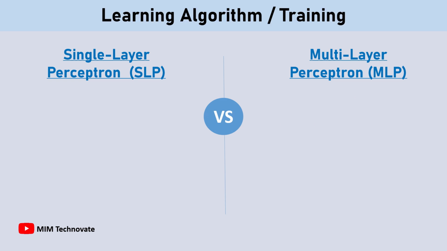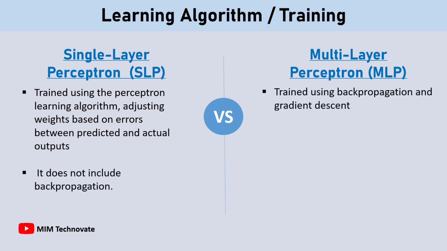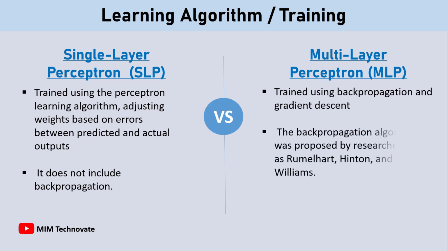Learning algorithm, or training. SLP is trained using the Perceptron learning algorithm, adjusting weights based on errors between predicted and actual outputs. It does not include backpropagation. Whereas, MLP is trained using backpropagation and gradient descent. The backpropagation algorithm was proposed by researchers such as Rumelhart, Hinton, and Williams.